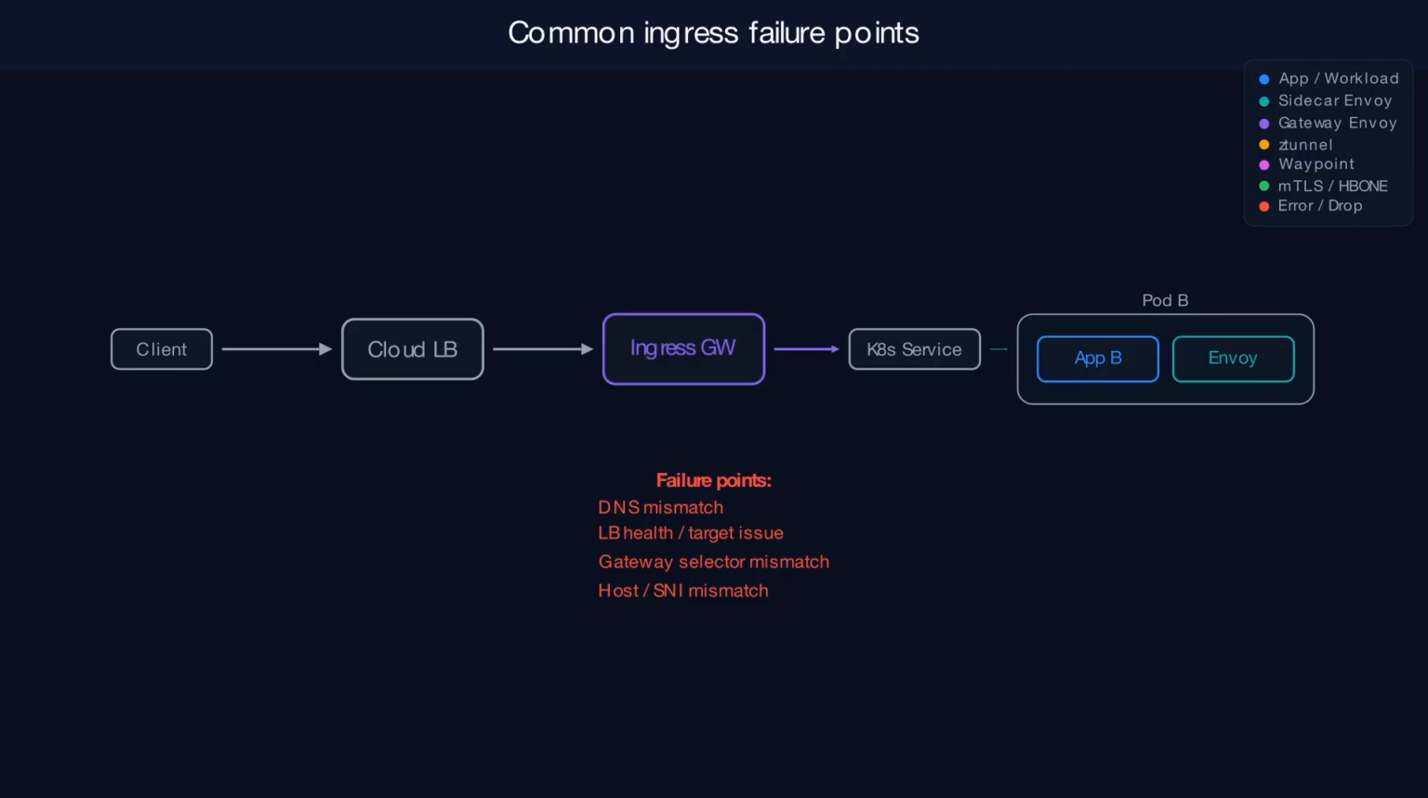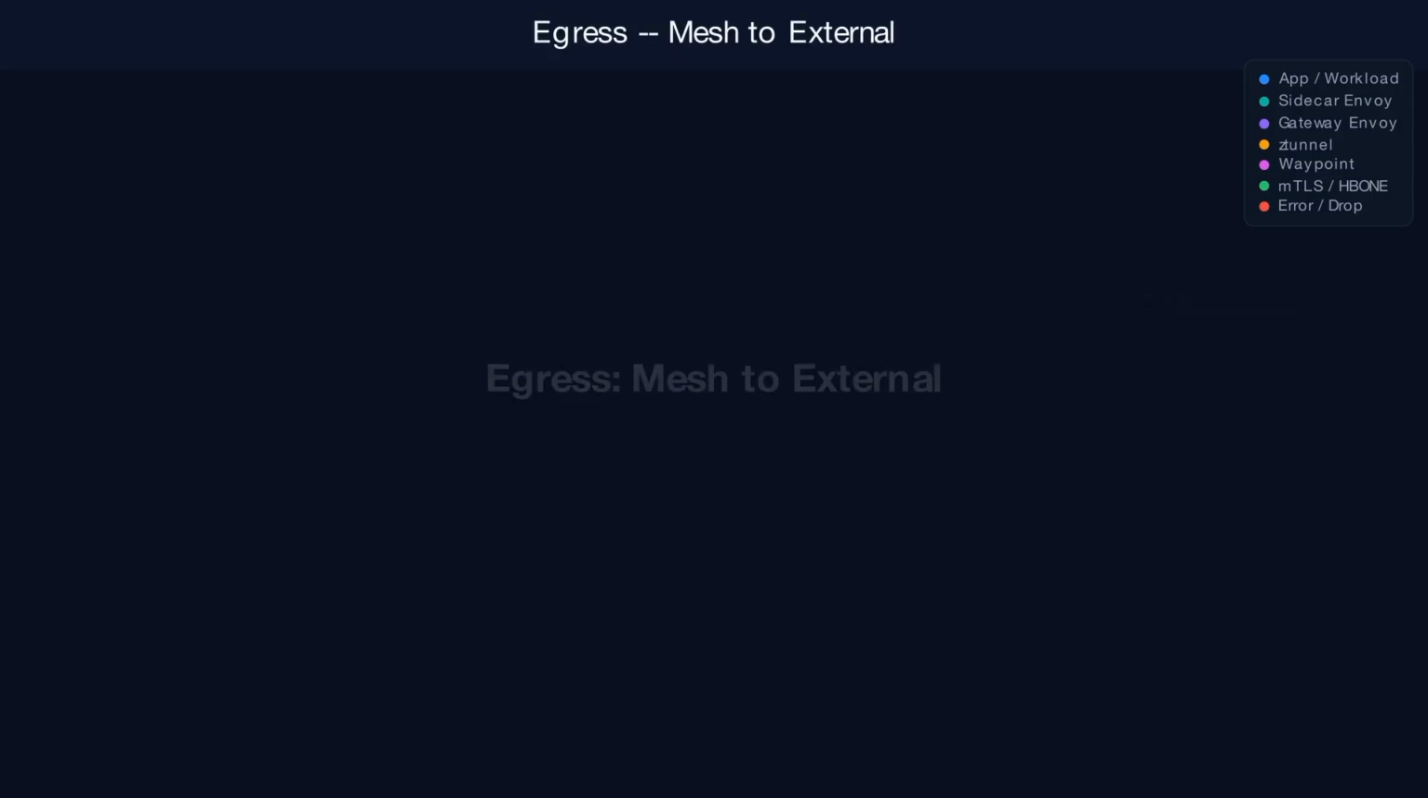After routing, the request proceeds to the destination, commonly through a destination sidecar in sidecar mode, then into the app. Common failure points include DNS mismatch, load balancer health issues, gateway selector mismatch, and host or SNI mismatch.